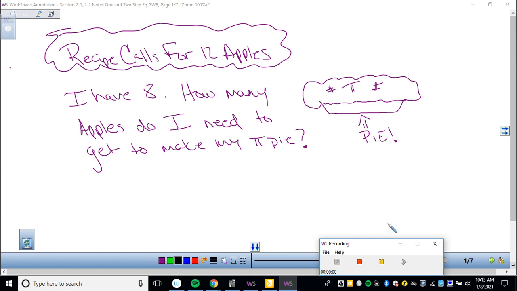You figure out how much change you're going to get from the drive-thru when you go to McDonald's. We do algebra all the time. And this one is a very simple example, but hold on, Otto's at the door.